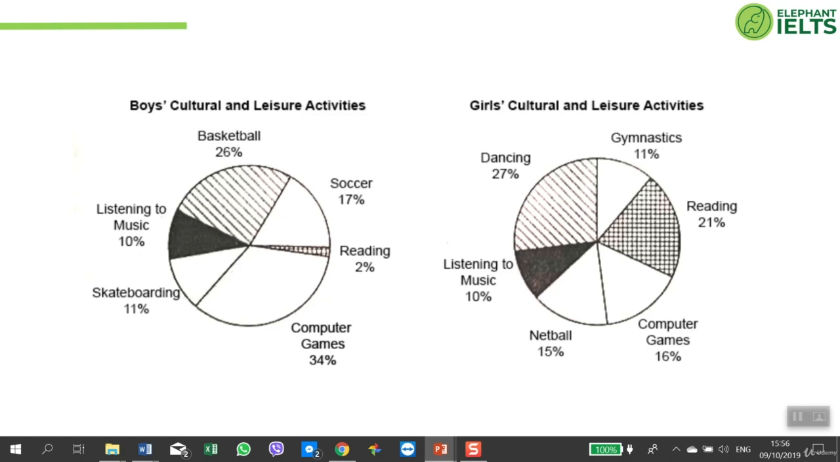Do they enjoy the same activities? Well, not really, do they? There's some similar, but there are some different activities. So you have to summarize the differences and the similarities between the activities of boys and girls in their free time. So try this one yourselves and check your answer in the ebook.